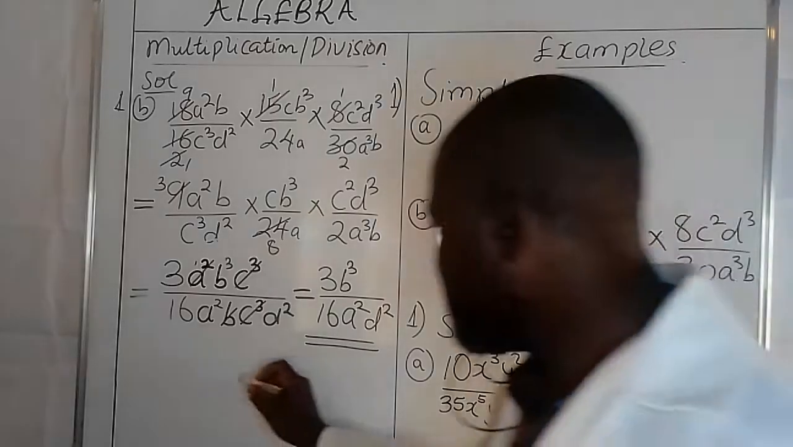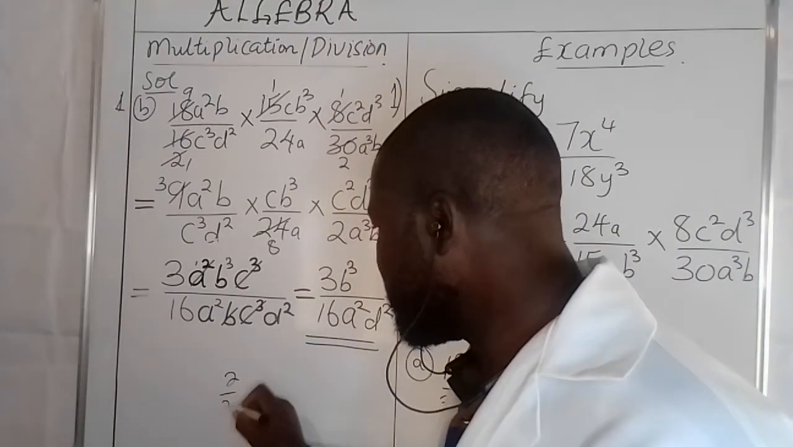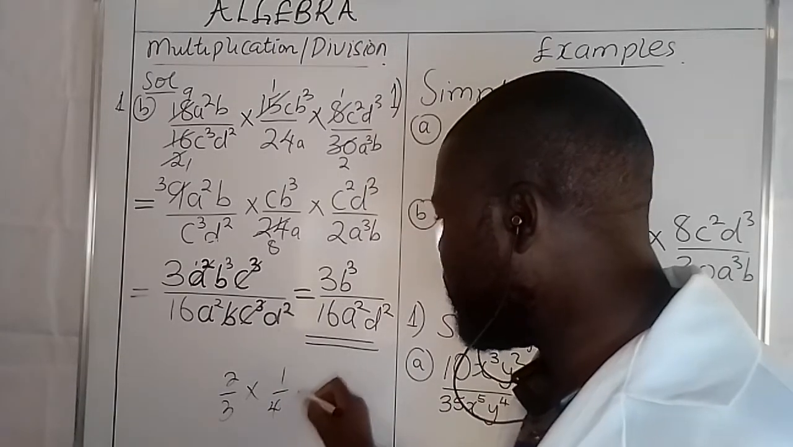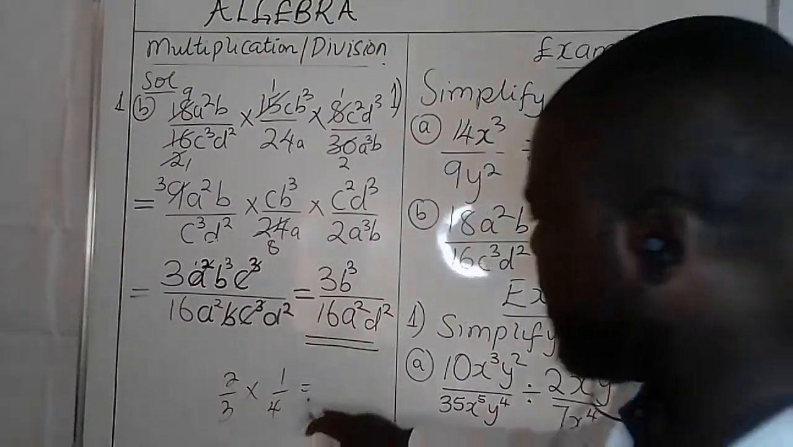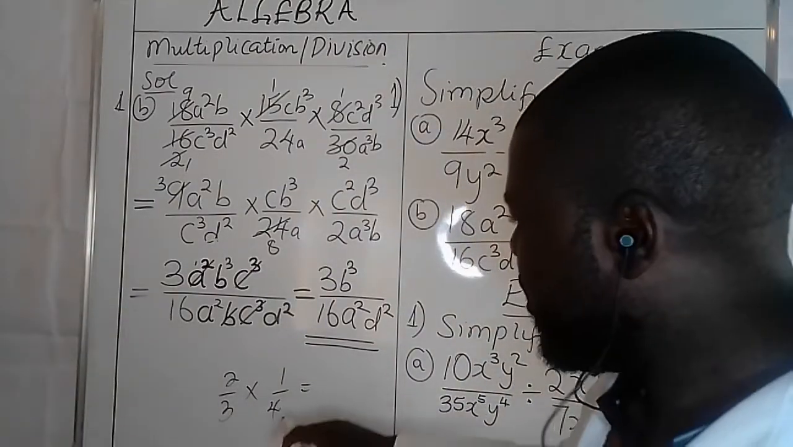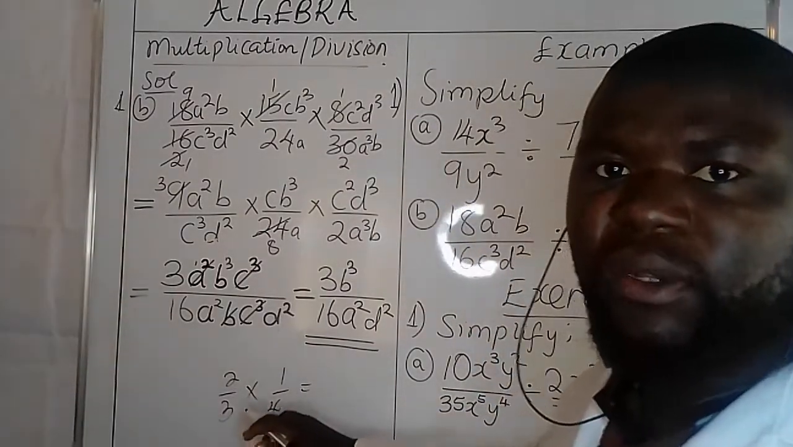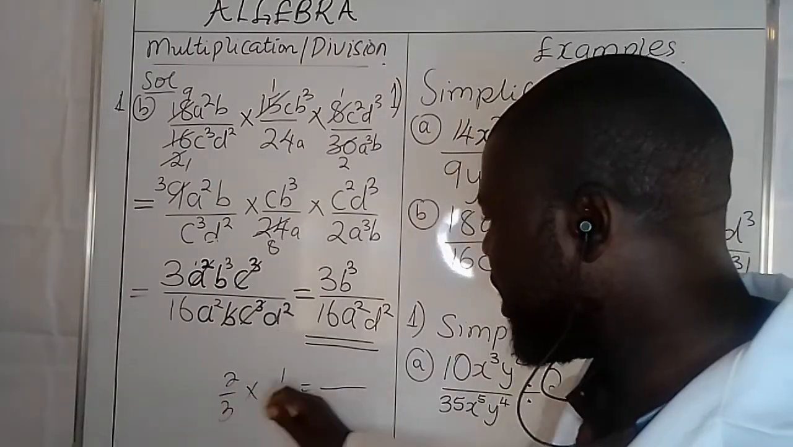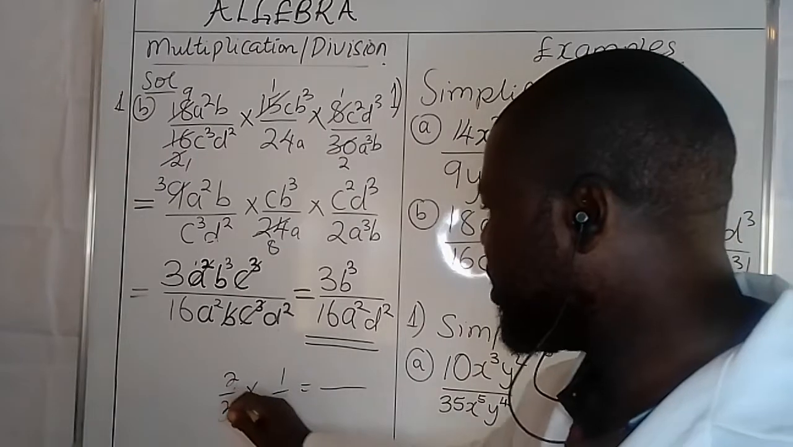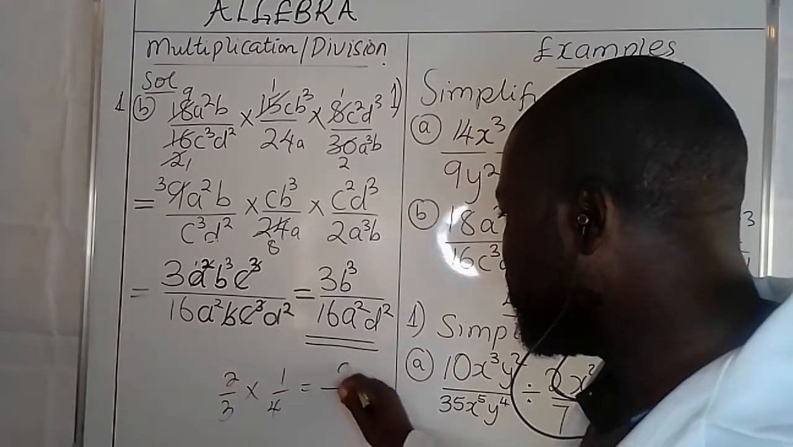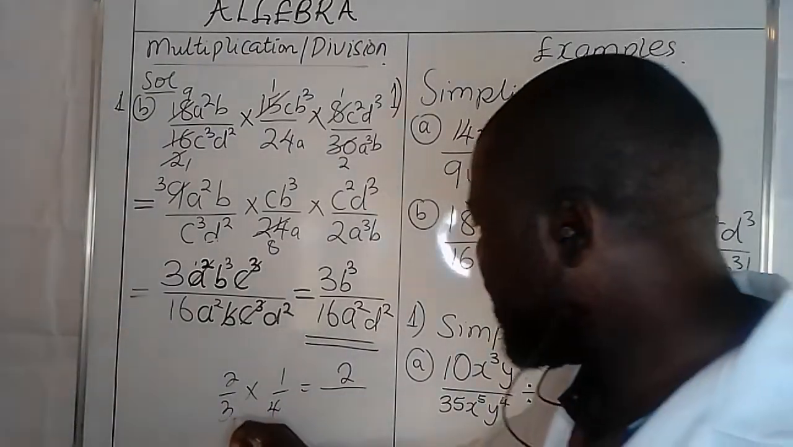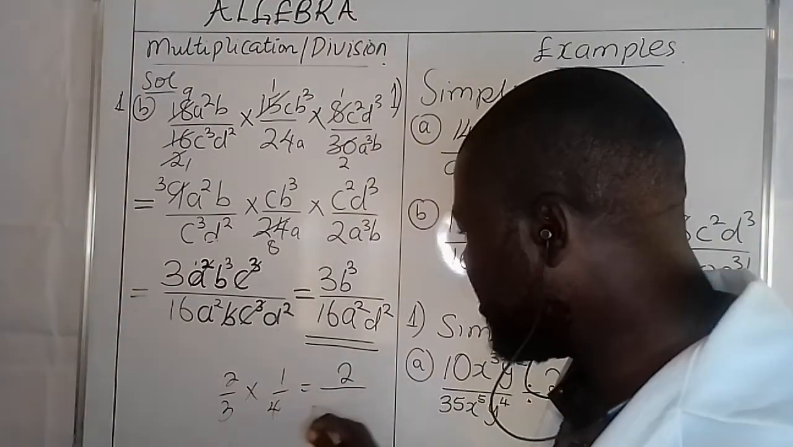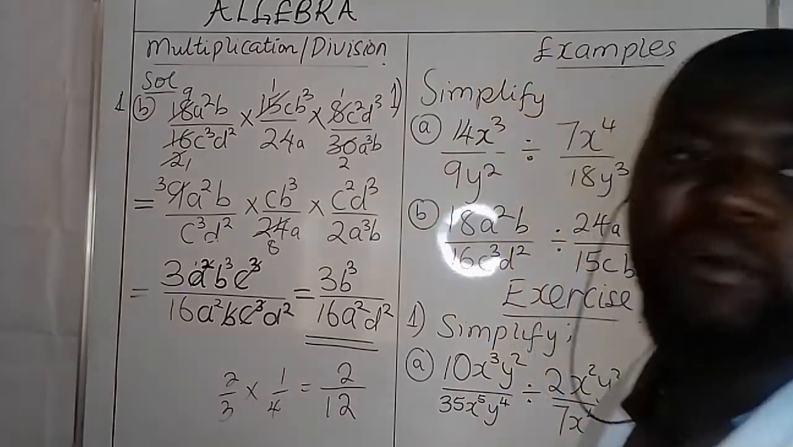Take for example, when you have 2 out of 3, you are multiplying by 1 out of, for example, 4. For you to get the final answer here, this is multiplication. So when you are multiplying, multiply the numerators to get the numerator. So you say 2 times 1, you get 2. And multiply the denominators to get the denominator. So you say 3 times 4, you get 12.